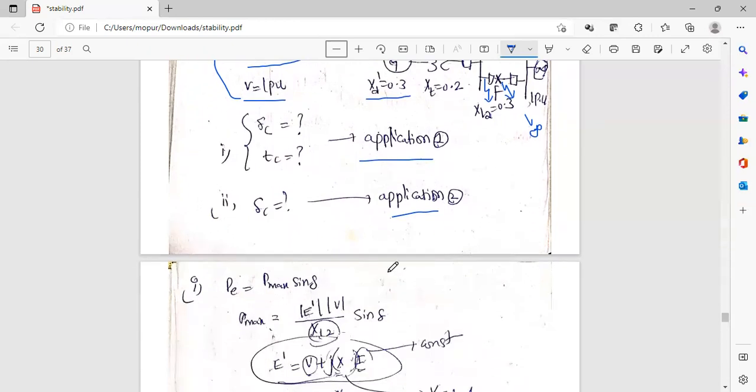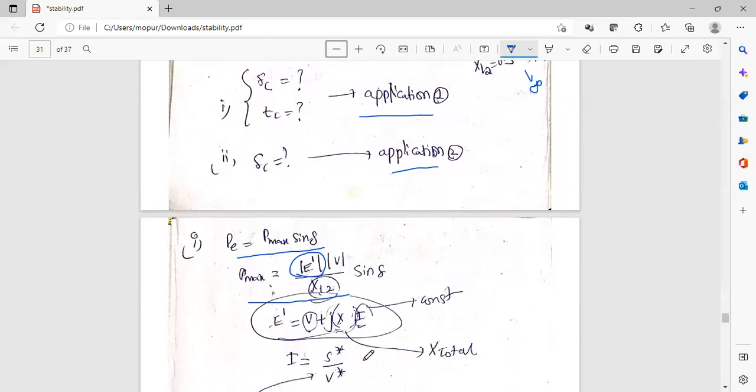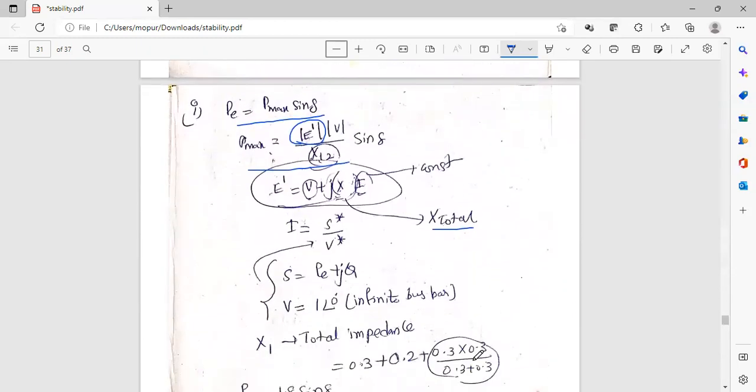First thing, PE is equal to P max sine delta. What is P max? P max is E dash V by X12. This E dash we already know. E dash can be written as V plus jX into I. This I will be constant, so this X will be variable. What is this X now? How to find this I?